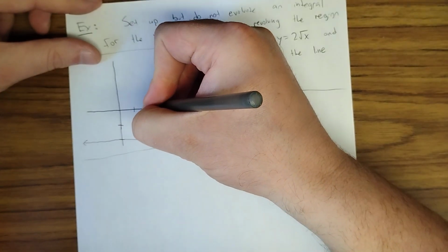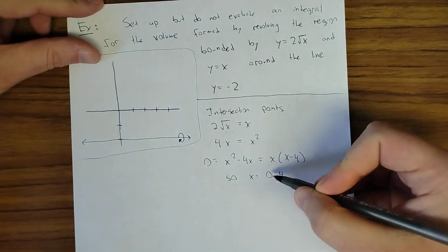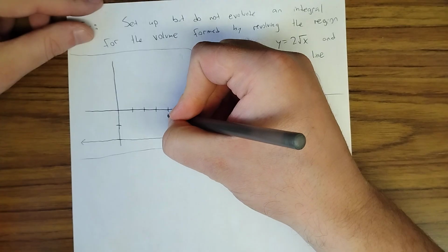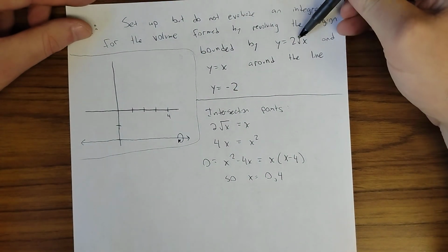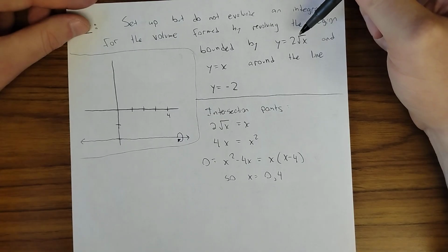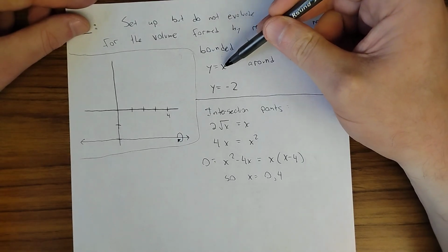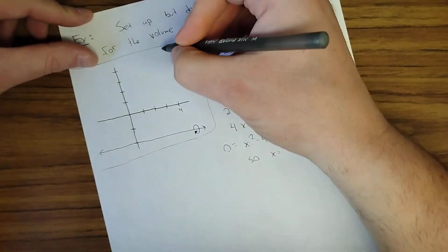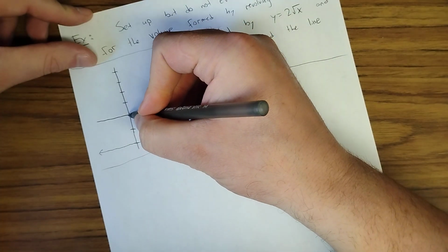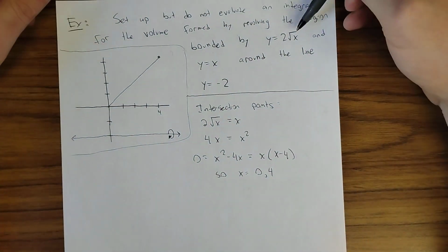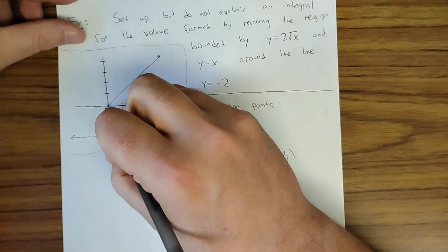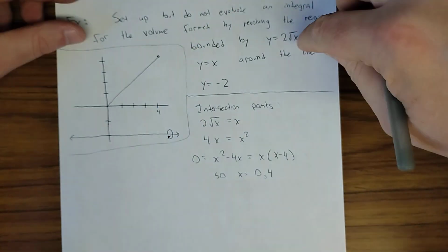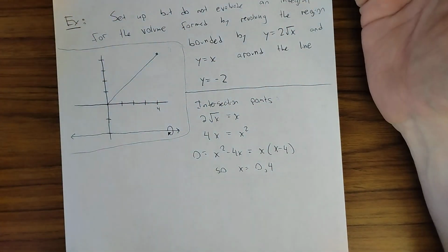So let me go. I know my intersections are 0 and 4, so I counted up to 4 on the x-axis. And looking at these two curves, I do have some idea what they look like. This one's really easy. Y equals x is really easy. That just looks like this. Y equals 2 square root of x. Of course, square root of x looks like this sort of sideways parabola, or at least like the top half of it. The 2 just stretches it vertically, so it's going to be taller.